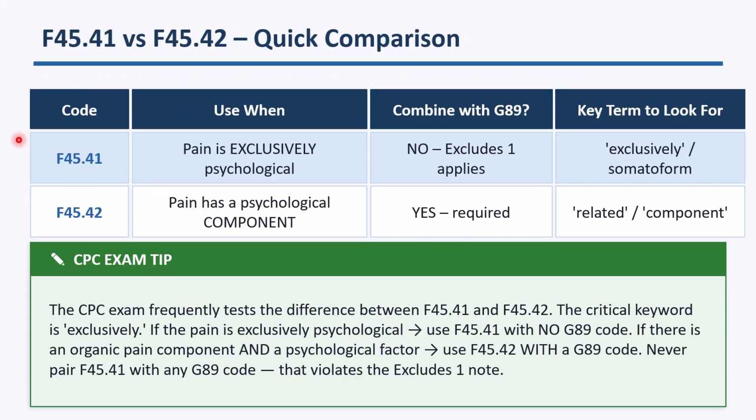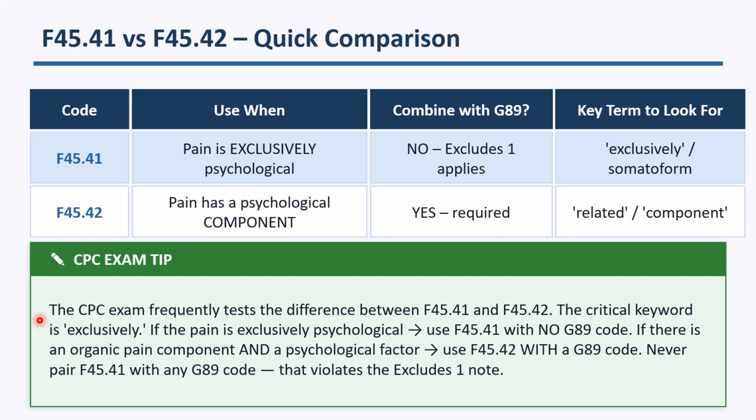So let's look at the comparison table on screen. You have got the code, when to use it, whether to combine it with G89, and the key term to look for in the documentation. F45.41, exclusively psychological, no G89. So the keyword is exclusively. F45.42 has the psychological component, yes. So use with G89. So here the keyword is related or component.